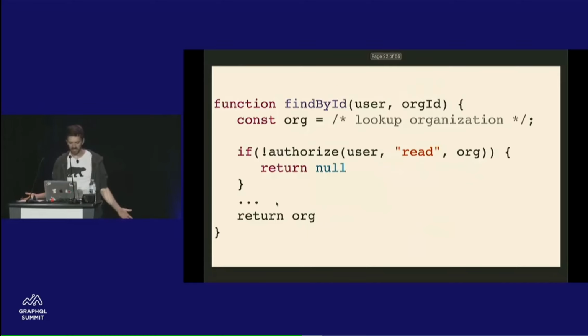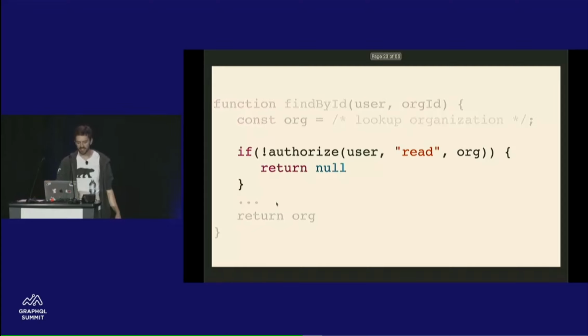So how might that look? Maybe you've got a method that looks up the organization by ID, and that's basically where you should do the authorization. Then both REST and GraphQL APIs can call the same business logic method, find by ID, and the authorization is applied.